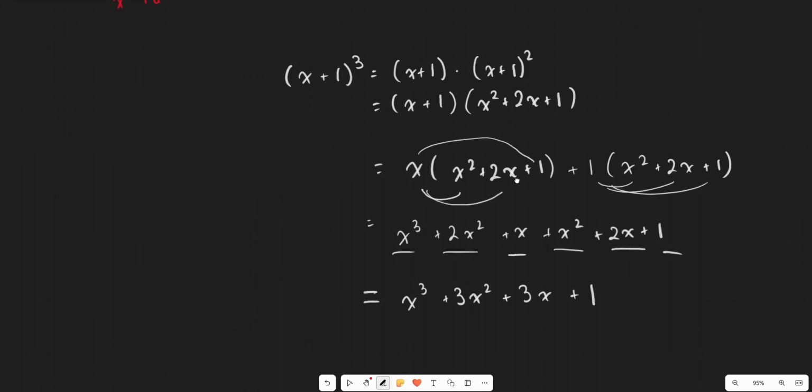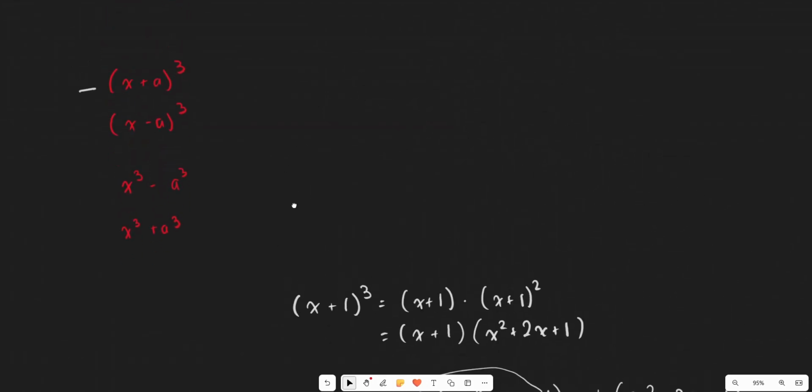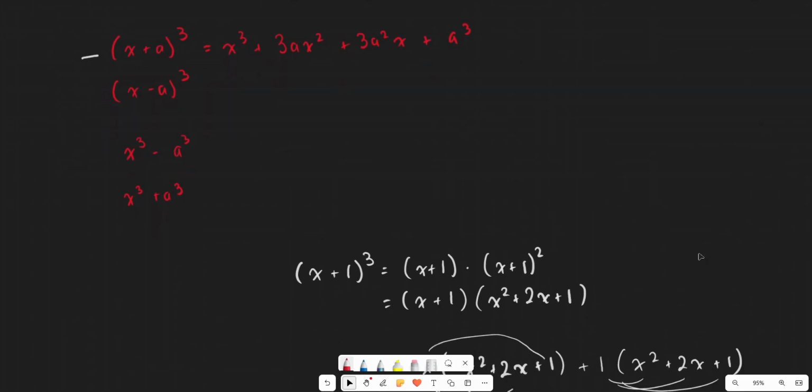Okay, so this is what you get for cubing a binomial, and the formula for cubing a binomial is x cubed plus 3ax squared plus 3a squared x plus a cubed. Okay, so let's see if this actually held true in the product we just solved for.